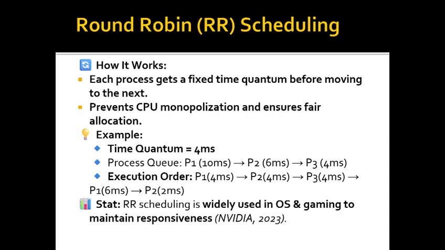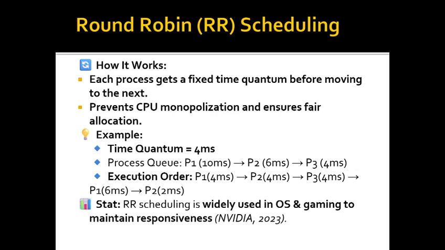Round robin scheduling. Each process gets a fixed time quantum before moving to the next process. It prevents CPU monopolization and ensures fair allocation. For example, the quantum time regarding round robin is 4 ms as per our requirement. The process queue is P1 is 10 ms, P2 is 6 ms and P3 is 4 ms.